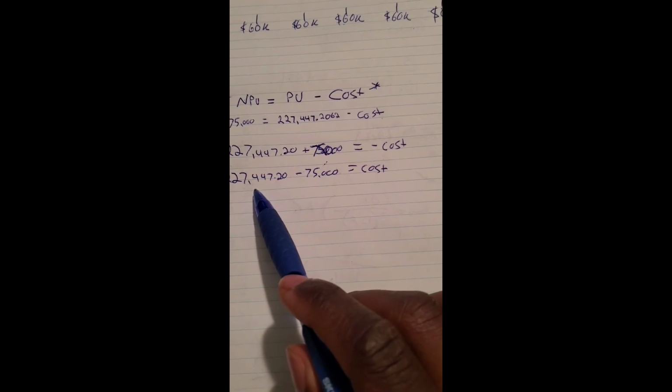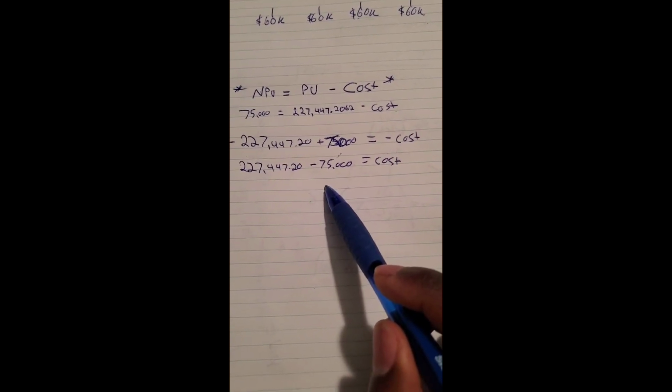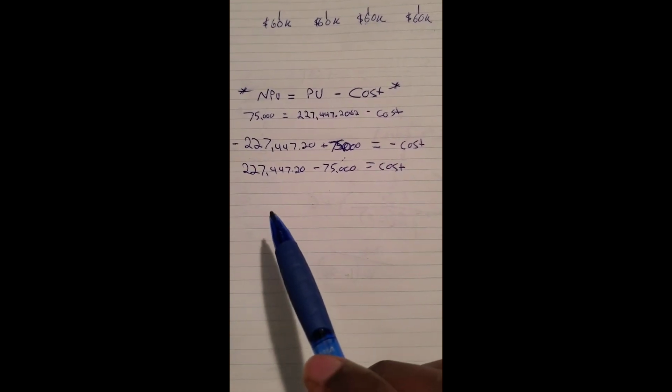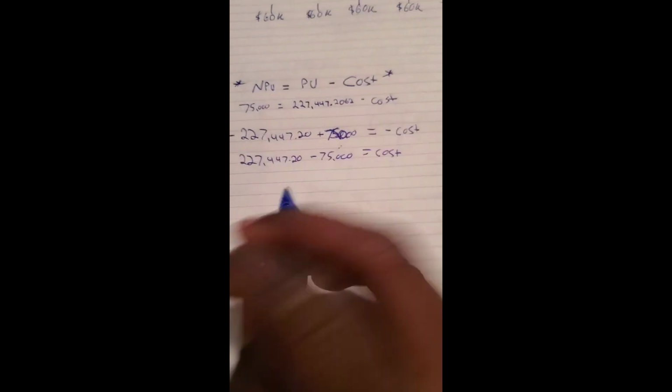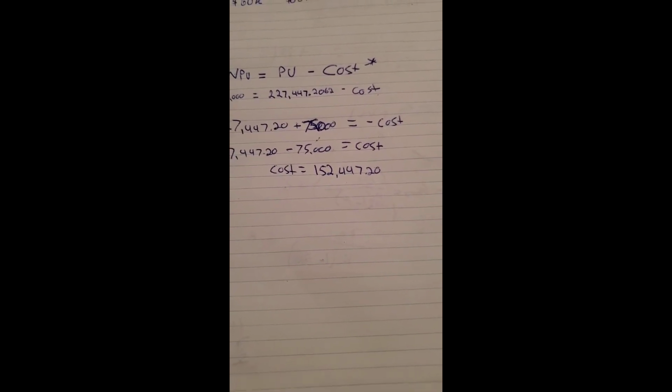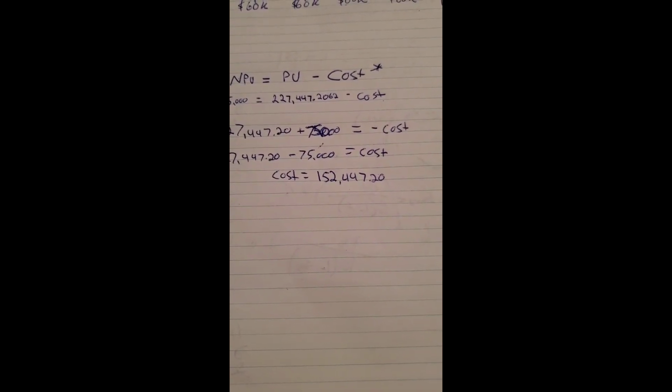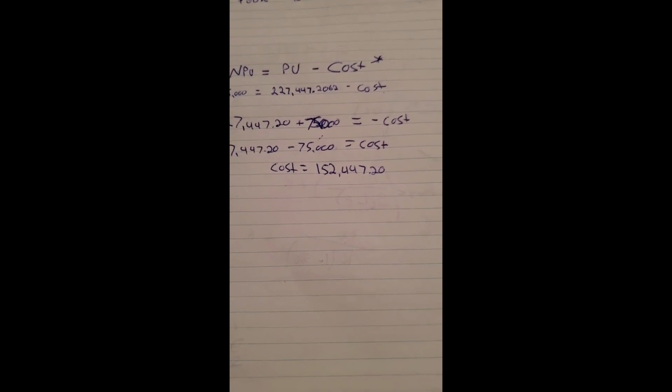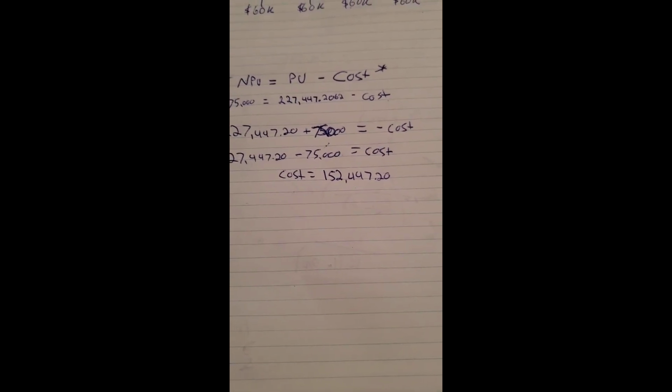So we have our present value minus our net present value equals our cost. So if I take this, subtract this, it's going to give me that cost. I determined that my cost is $152,447.20. Now I can calculate my payback.